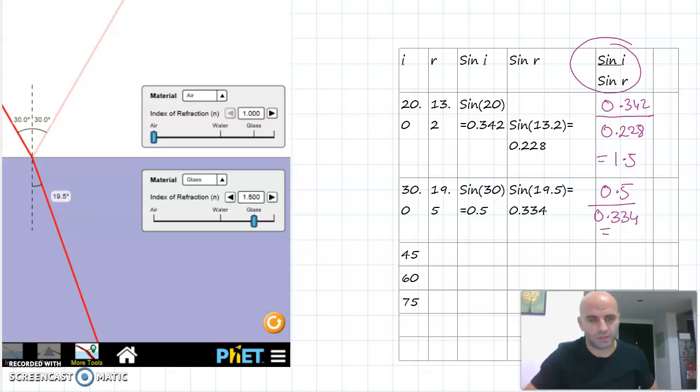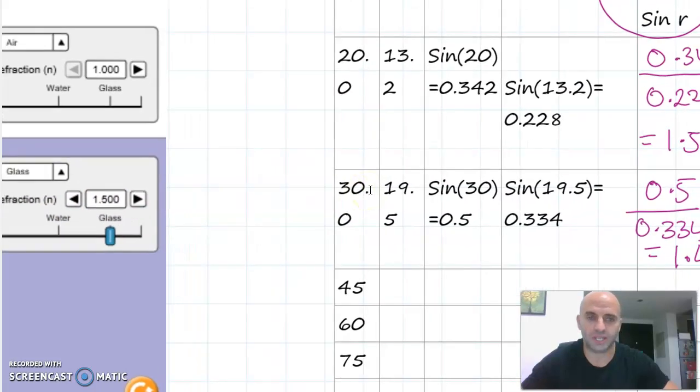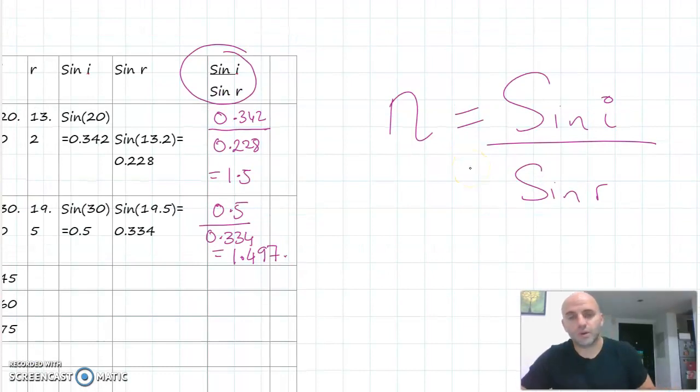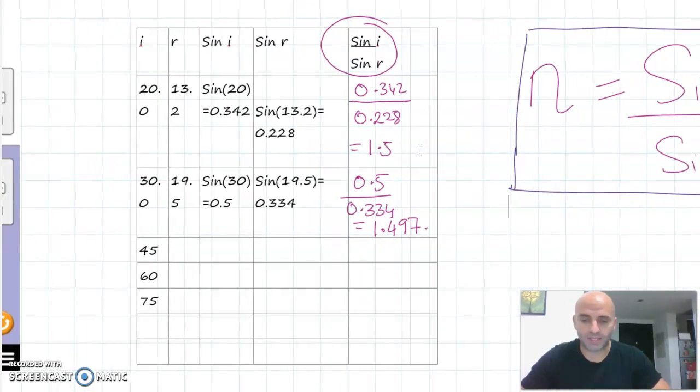And it's close, 1.497. Okay, and just so you can tell, you should be getting answers that are really, really close to whatever this number is right here. Because this is the index of refraction, or the refractive index. The refractive index is defined as the ratio of the sine of the angle of incidence versus the sine of the angle of refraction. So hopefully that makes sense.